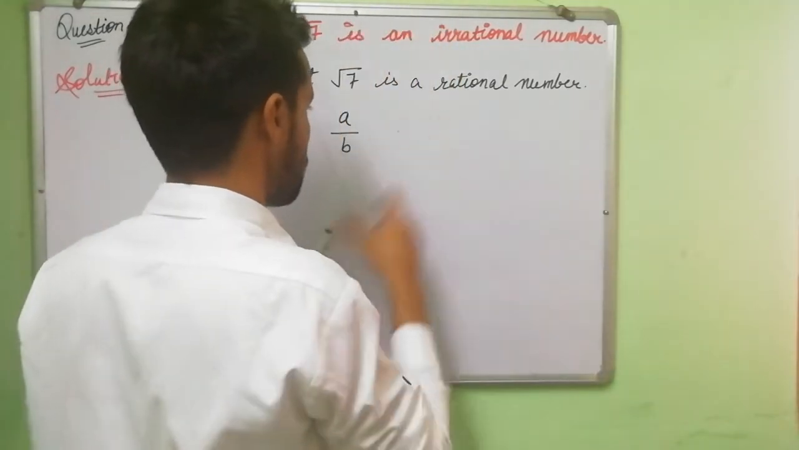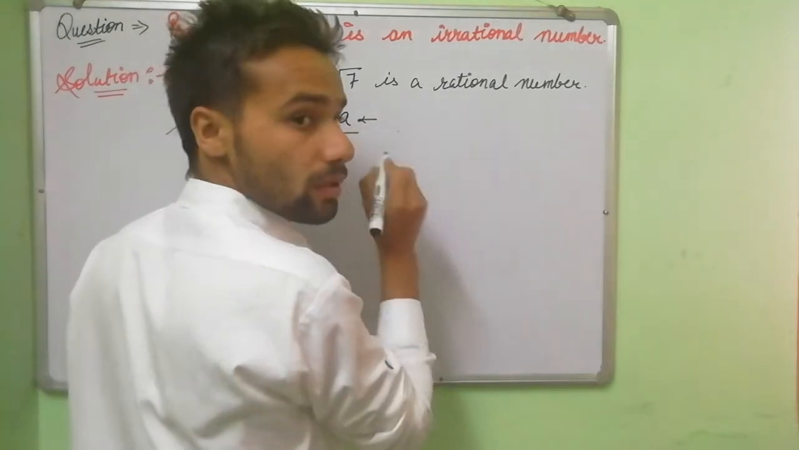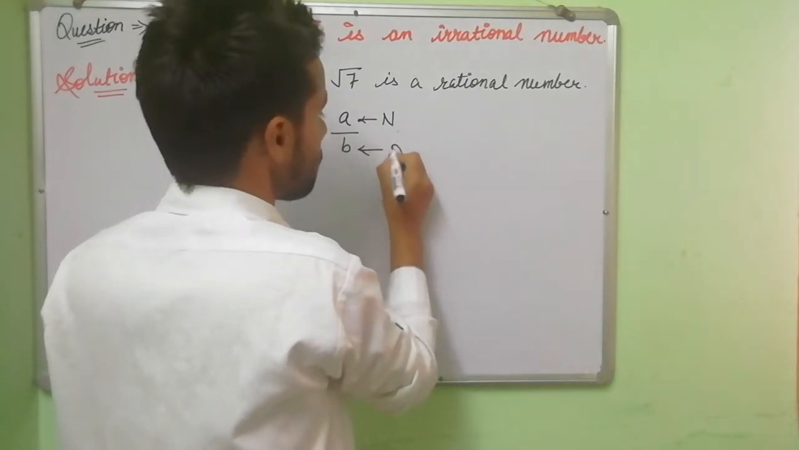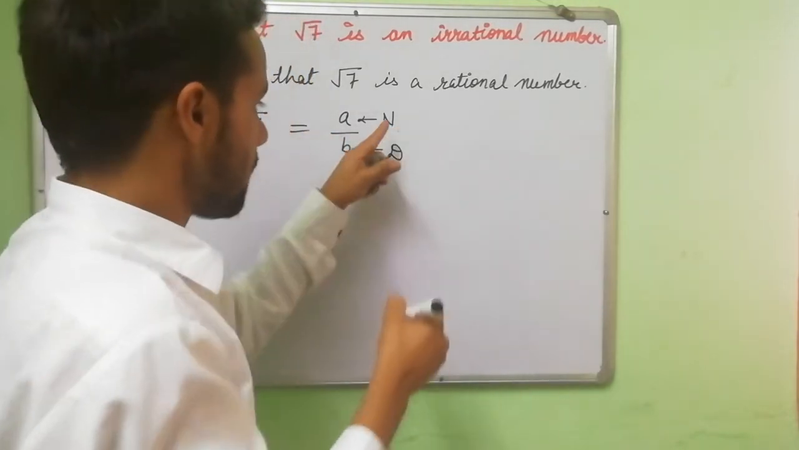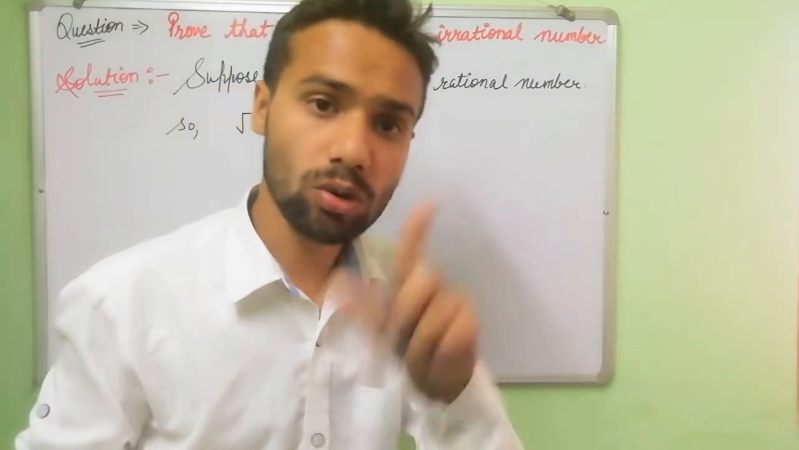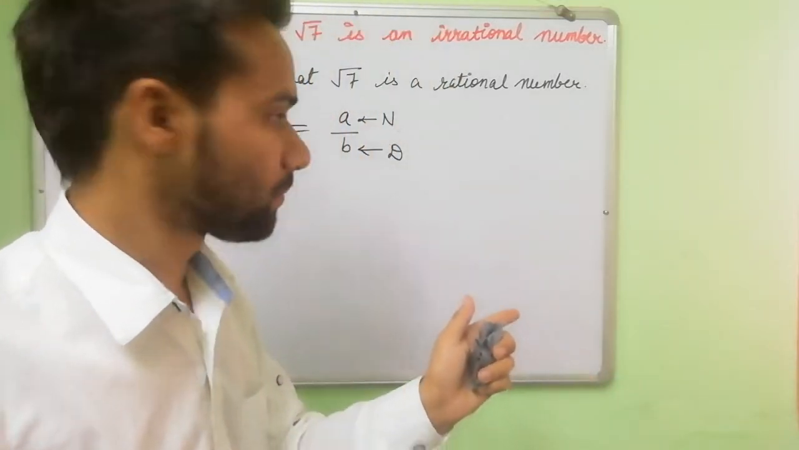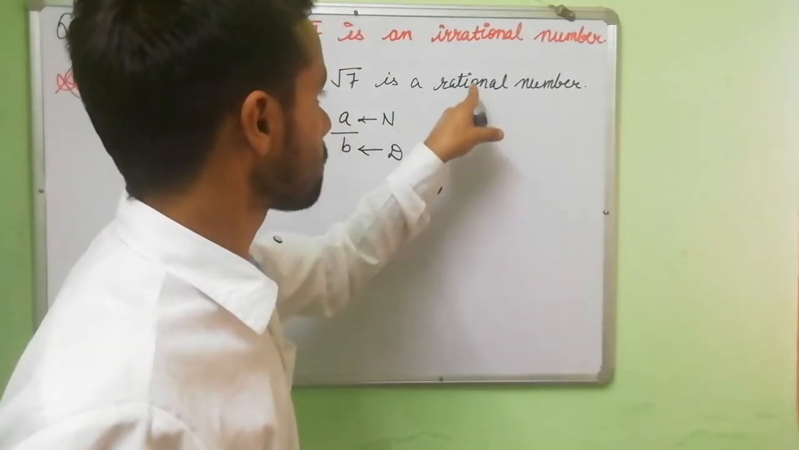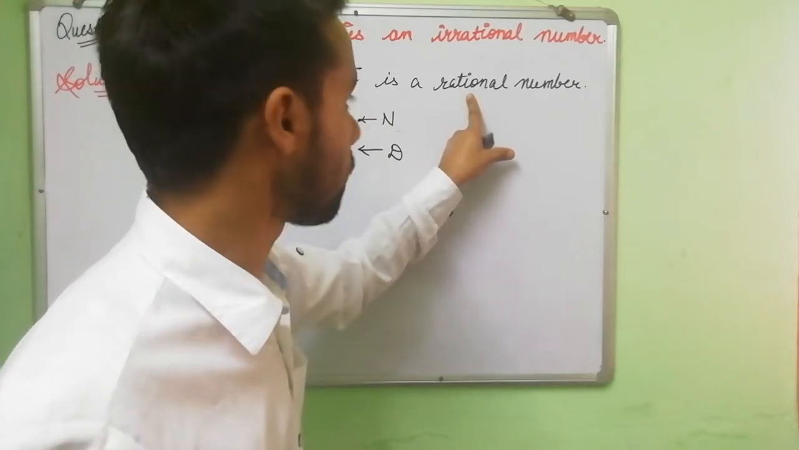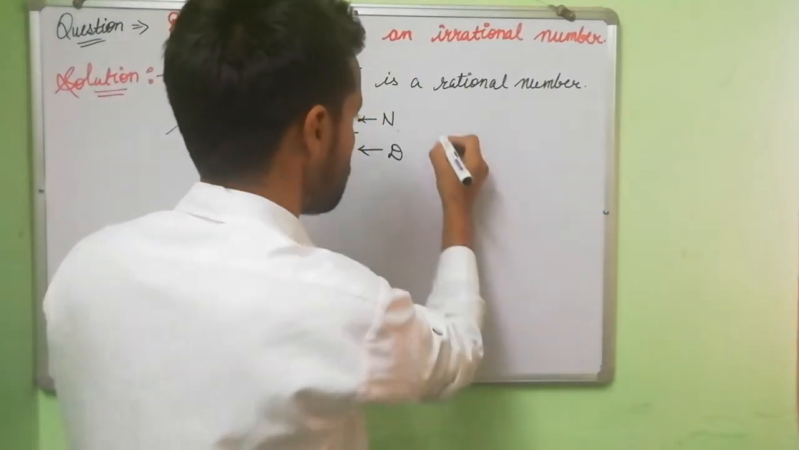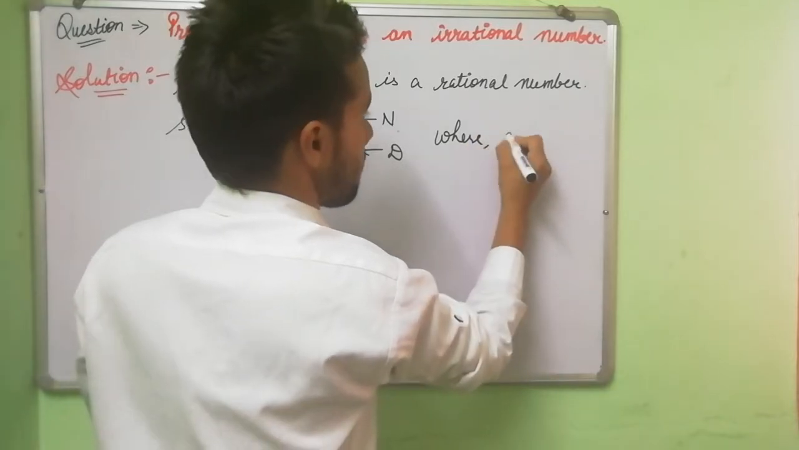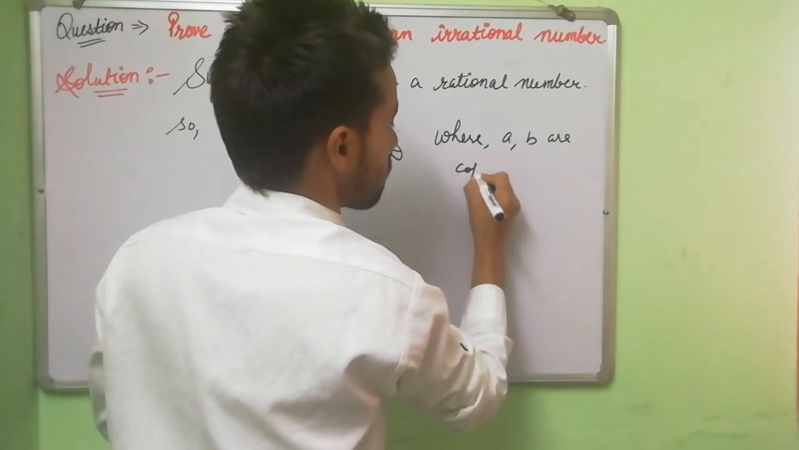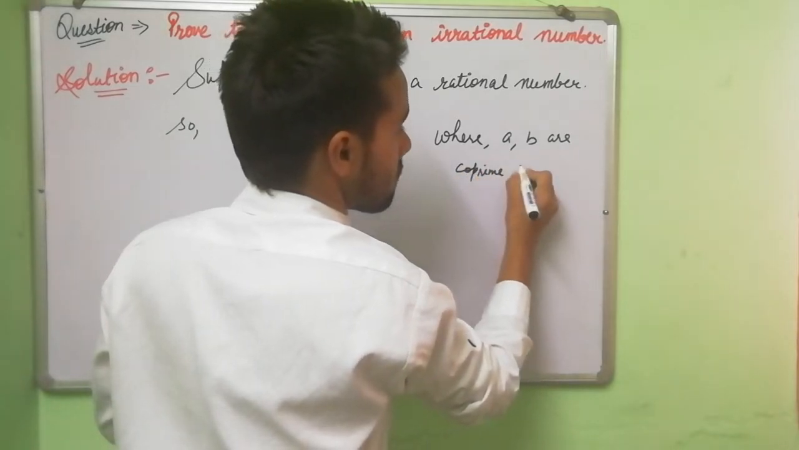Keep in your mind these should be integers. This is your numerator, where B is your denominator. Here numerator and denominator should be integers and also co-prime, and denominator not equal to 0. These are the conditions which are necessary for a rational number. So what I am writing here, where A comma B are co-prime integers.